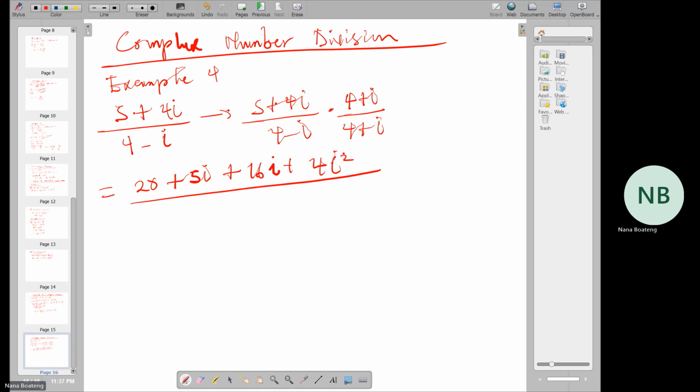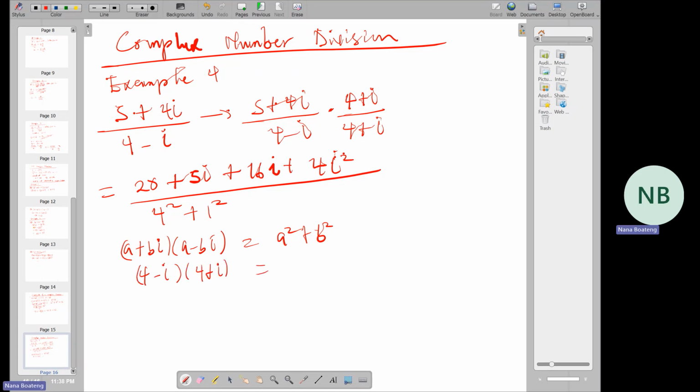That is 4 squared plus 1 squared. Remember we said a plus bi times a minus bi is equal to a squared plus b squared. So that means 4 minus i times 4 plus i is equal to 4 squared plus what's in front of the i, which is 1, but we don't write it. So 4 squared plus 1 squared. So this equals 17.